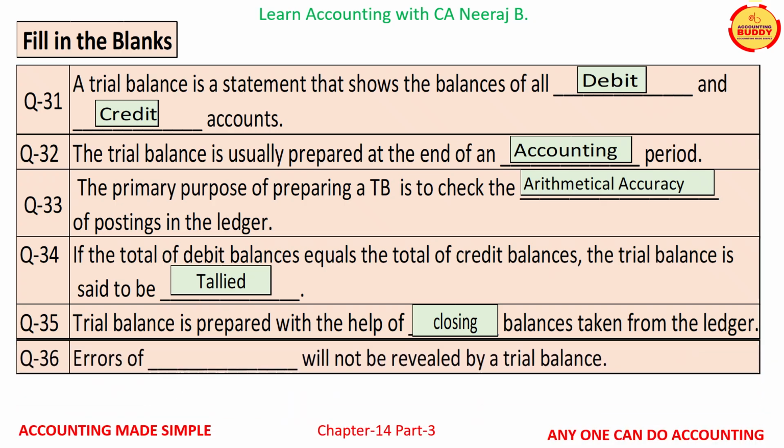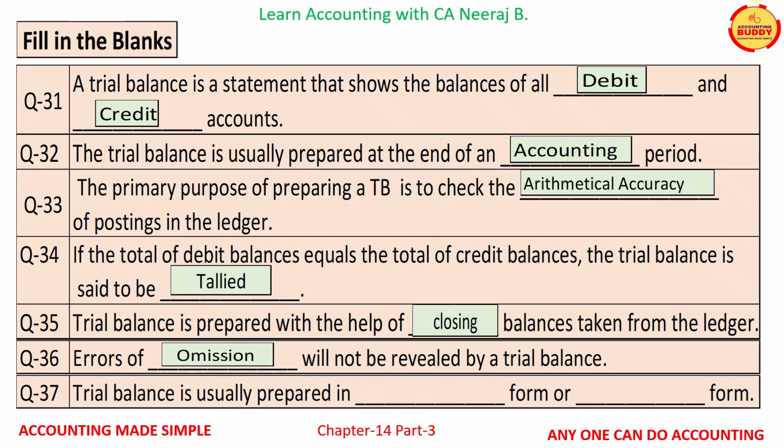Question number 36 is errors of dash will not be revealed by the trial balance and the correct word is errors of omission. Question number 37. Trial balance is usually prepared in dash form or in dash form and the correct words are statement form or the account form.